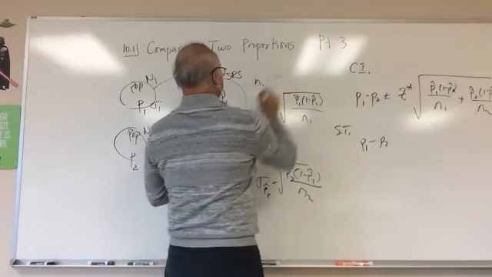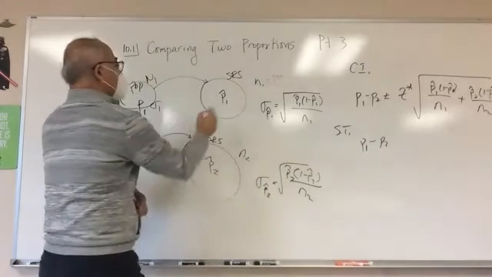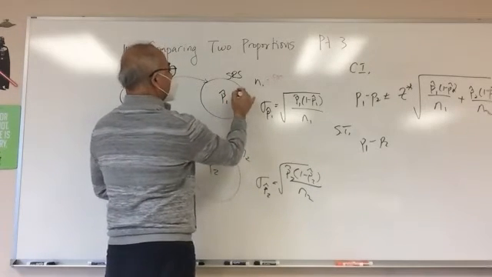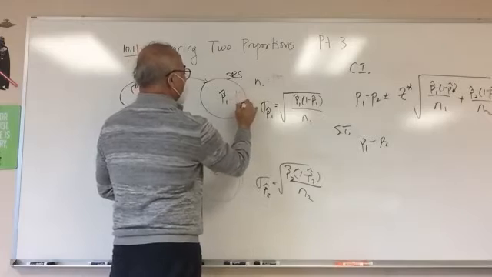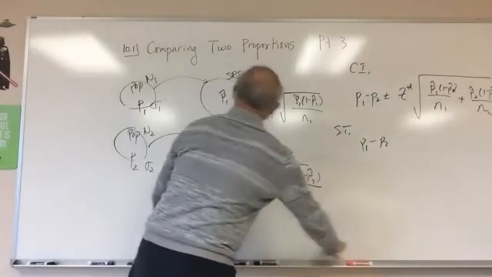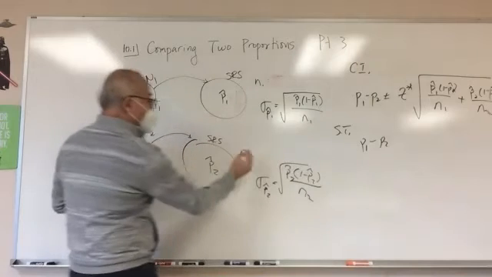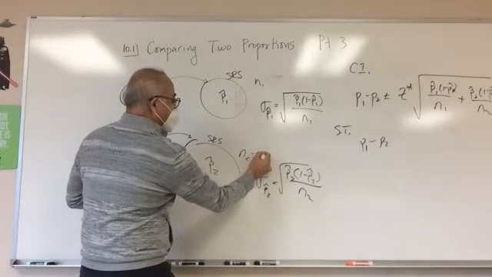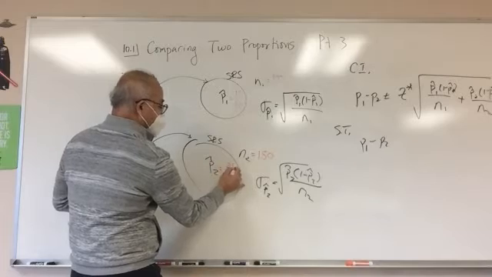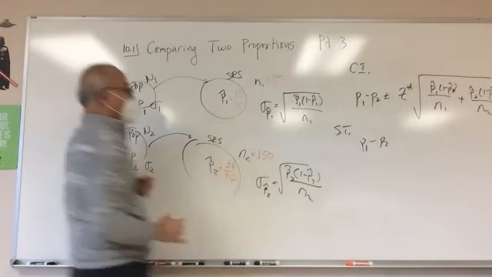80. What was P hat 1? 19 over 80, right? It's a proportion, so 19 over that. What was N2? 150. And this guy was what? 26 over 150. Okay, all right.